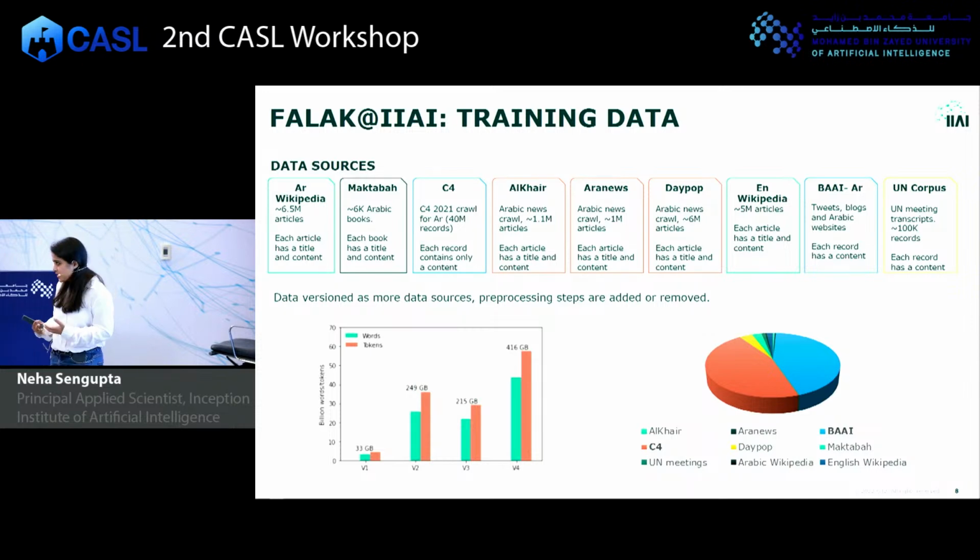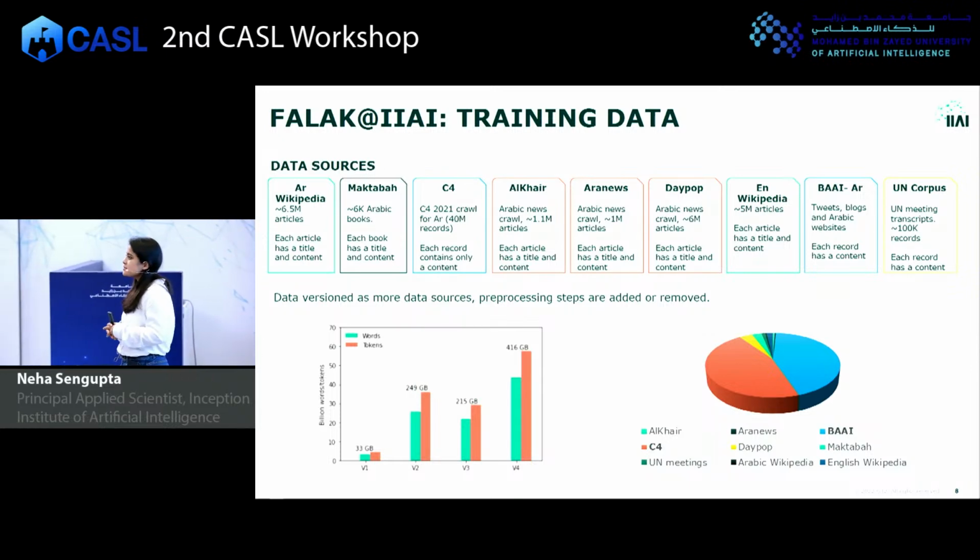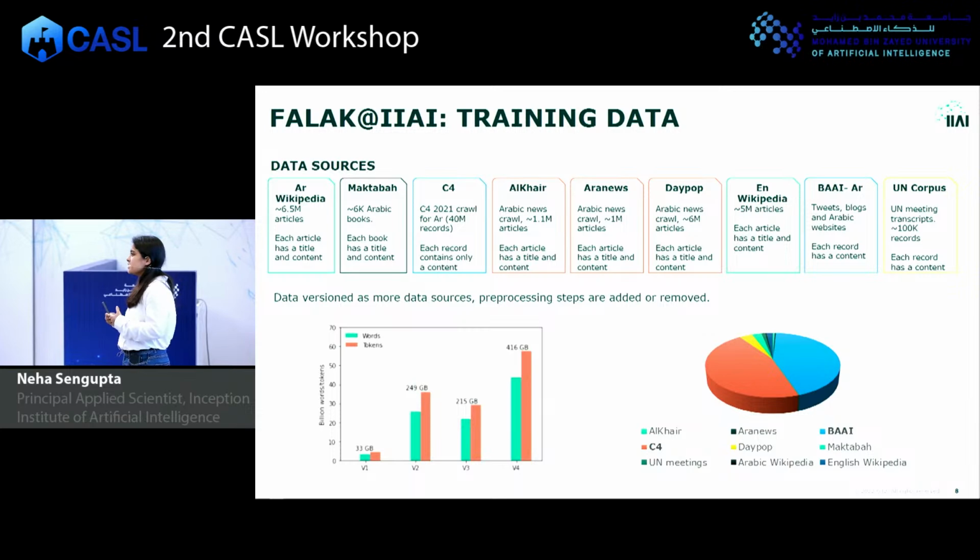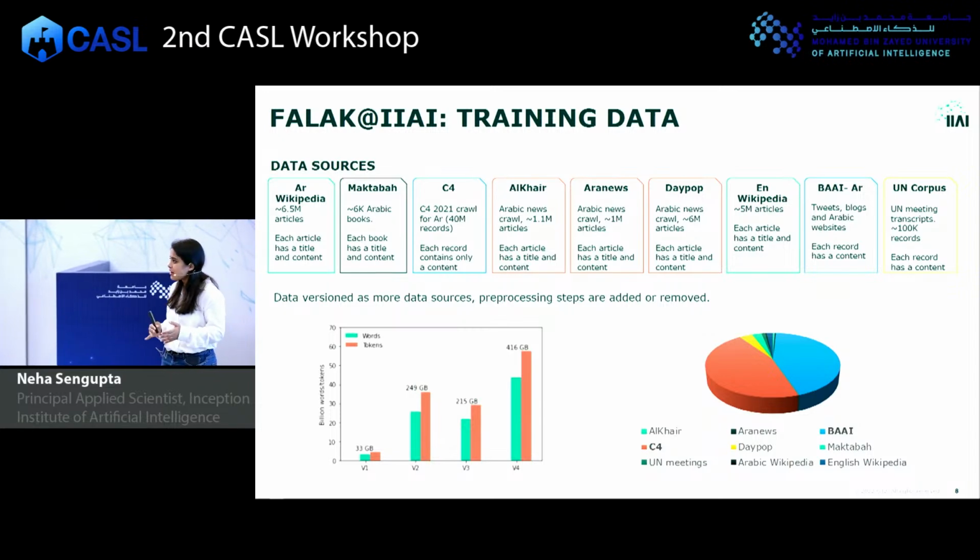Then we have English Wikipedia, which we have included in 2 ways. As we know, English Wikipedia is way larger than Arabic Wikipedia. So we used it in 2 ways. First, we included English Wikipedia as is, in its native English form. And the other way is that we machine translated half of it to Arabic and included it in our data set.